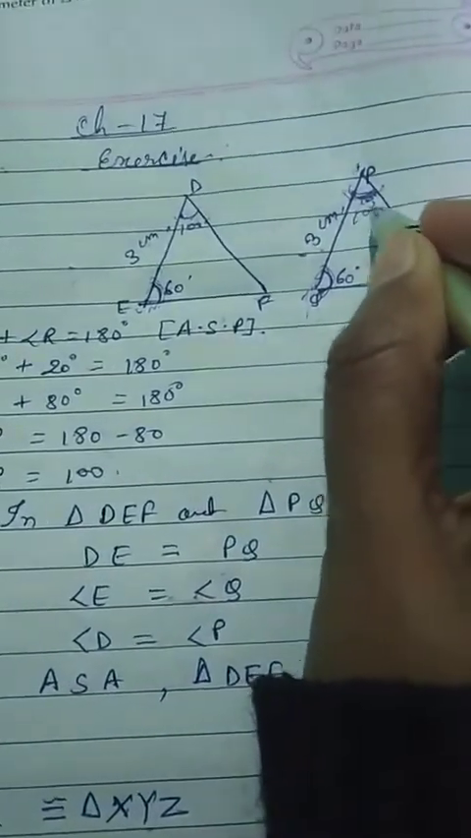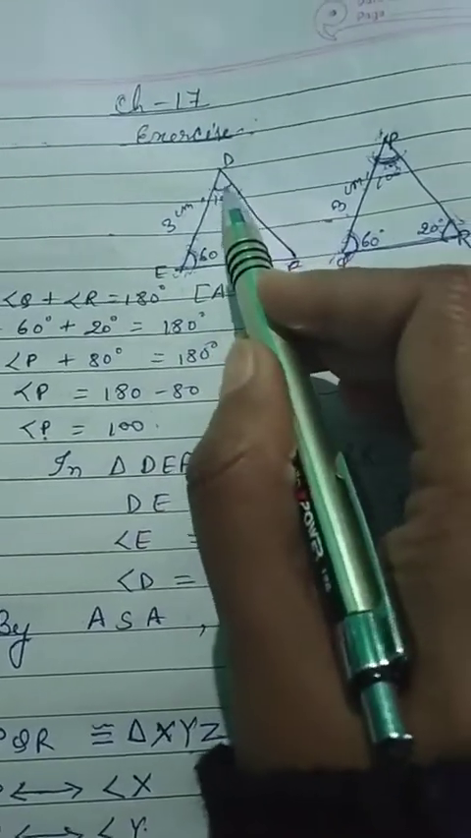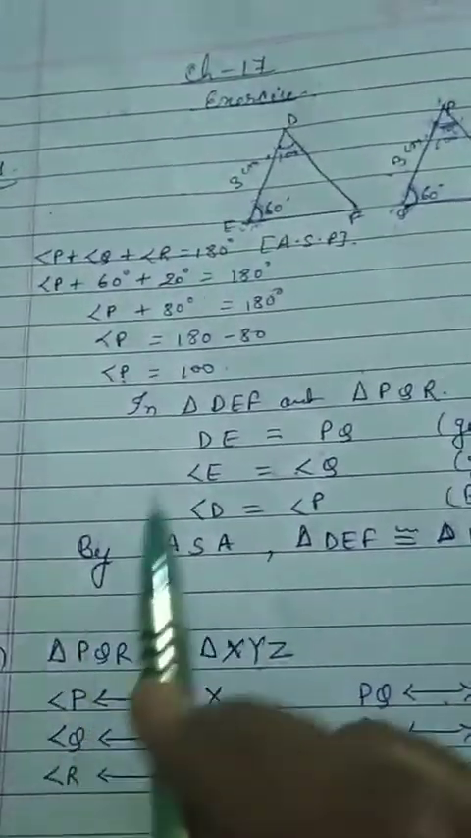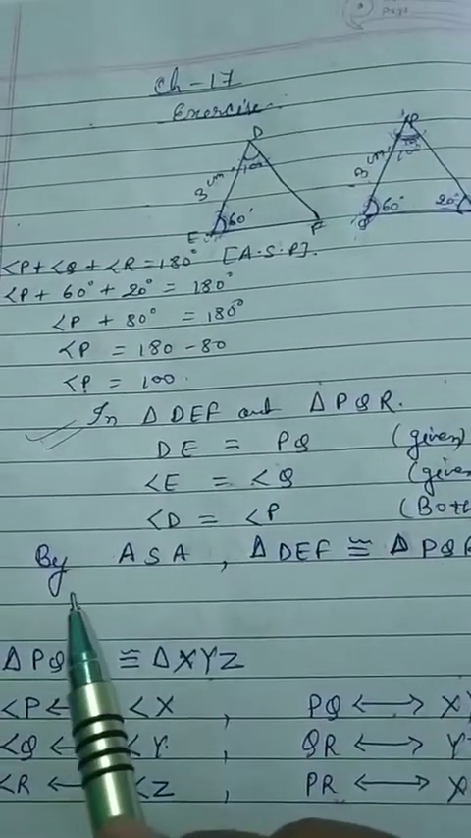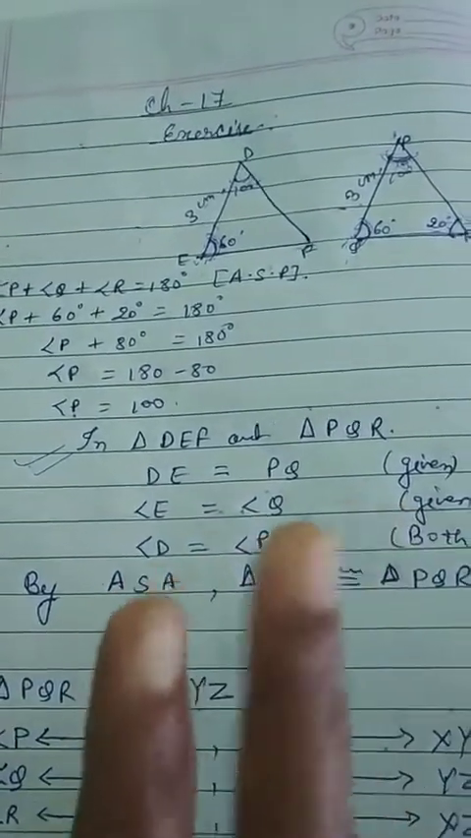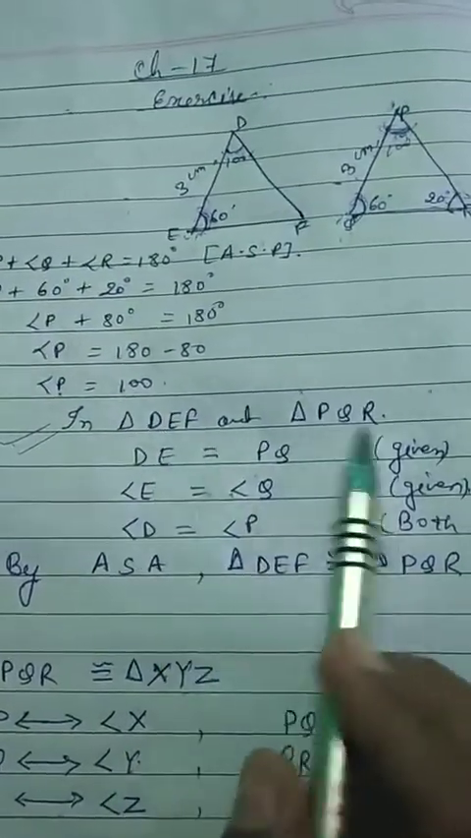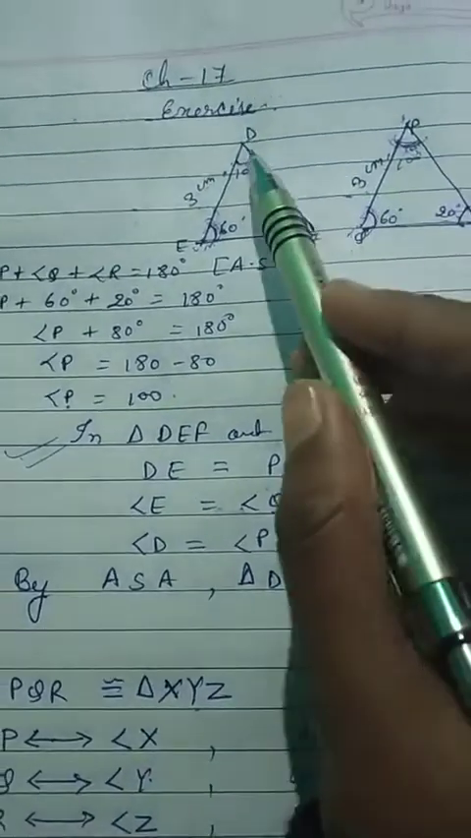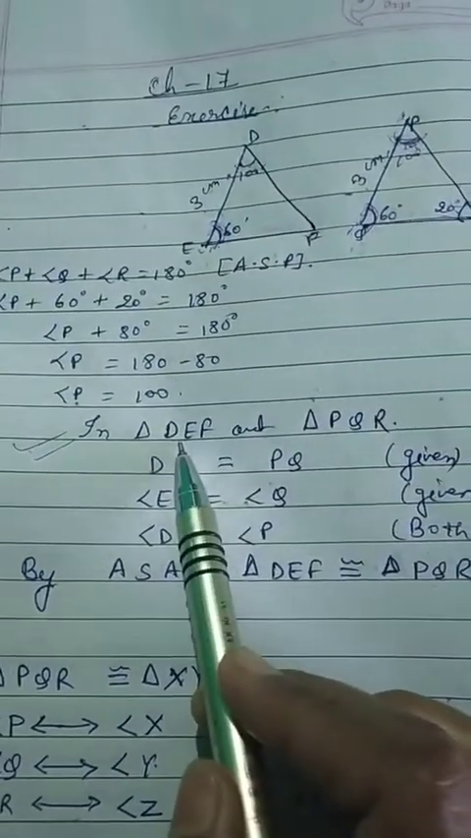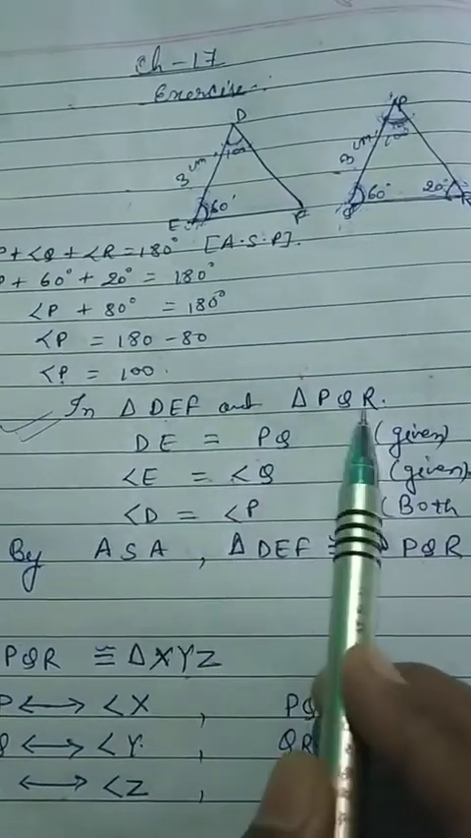Okay. Now this is 100 degrees and both are congruent by angle side angle. But how will you write it? This is very important. In this manner only you have to write always. Whenever you are making two triangles congruent, you have to first write the names of the two triangles, about which triangles you are talking. So in triangle DEF and triangle PQR, you will write the names of the triangles like this.